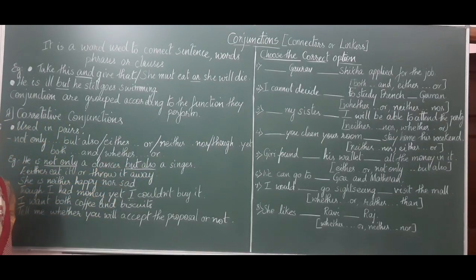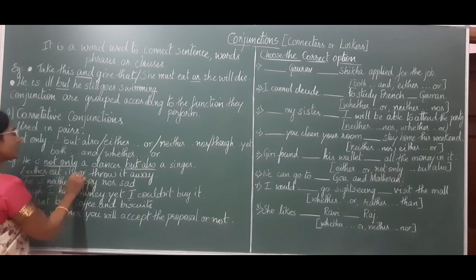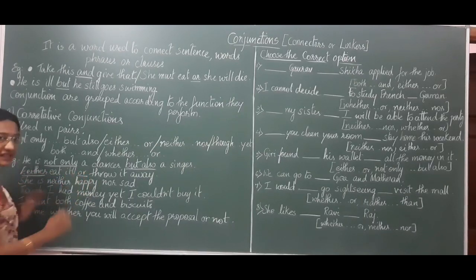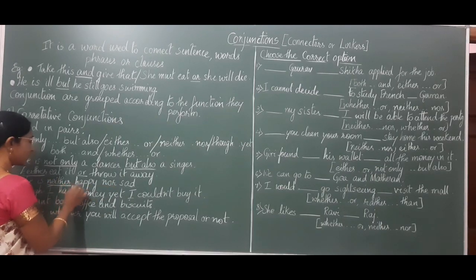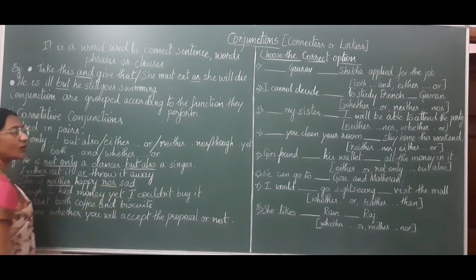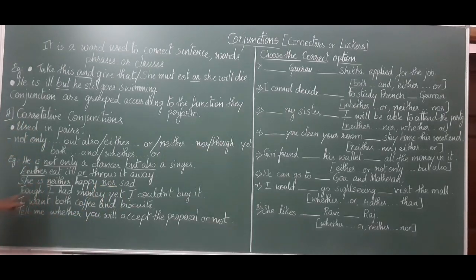They are correlative conjunctions. Either eat it or throw it away. So we use either as well as or in the same sentence as conjunctions. She is neither happy nor sad. The conjunctions neither, nor are correlative conjunctions.